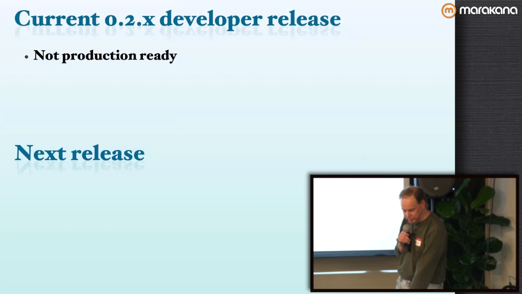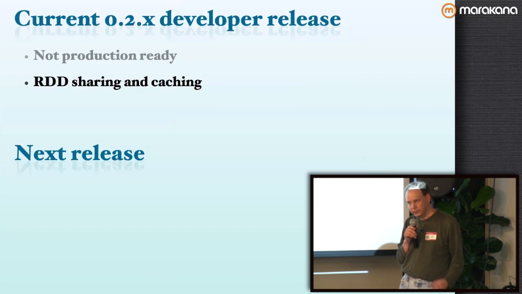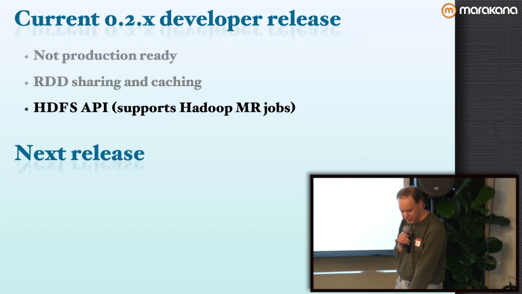Current release, yeah, it's a developer release, so it's not really production ready yet. And RDDs are kind of equivalent to these D-lists that Alex talked about before. It's kind of the fundamental abstraction of what a piece of data is. An RDD is a resilient distributed data set, so these are distributed collections across the cluster memory. And so support for those, sharing and caching those, is in the current developer release.